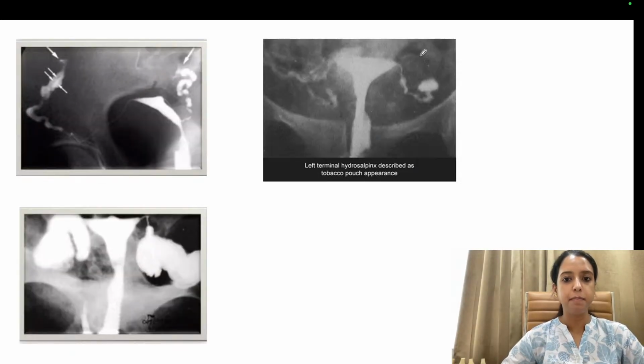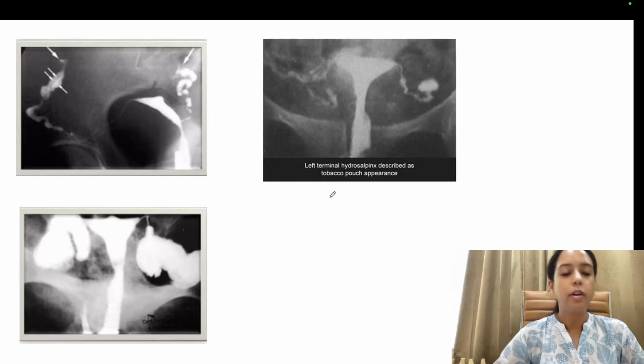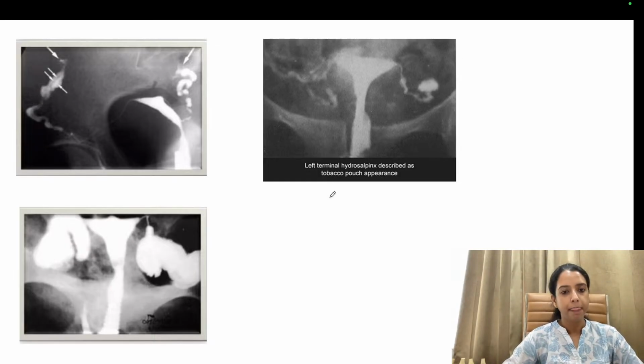Now see this image and please tell me what is the diagnosis of this patient. Three kinds of tubes are present. In which illness, in which pathology are these types of tubes present?